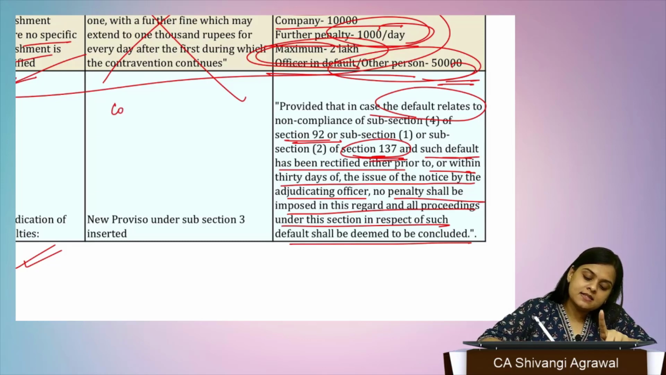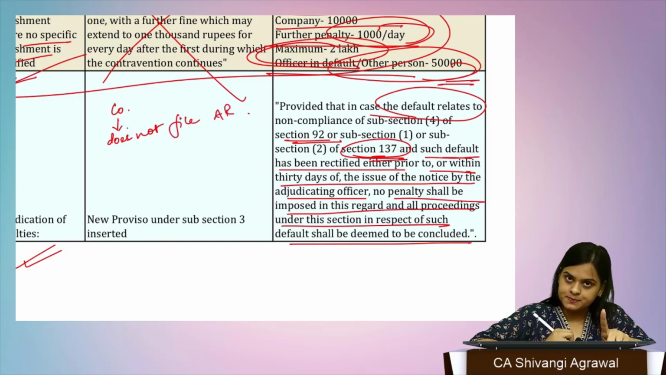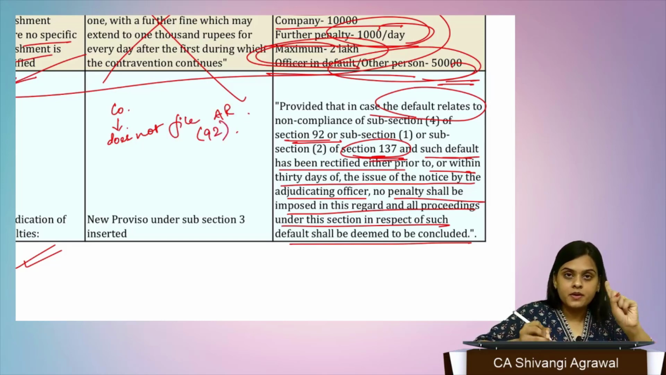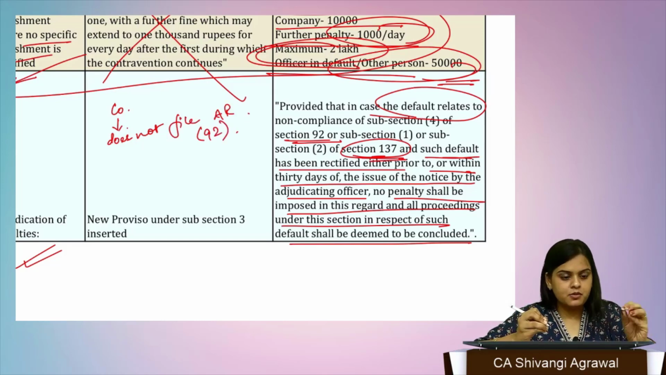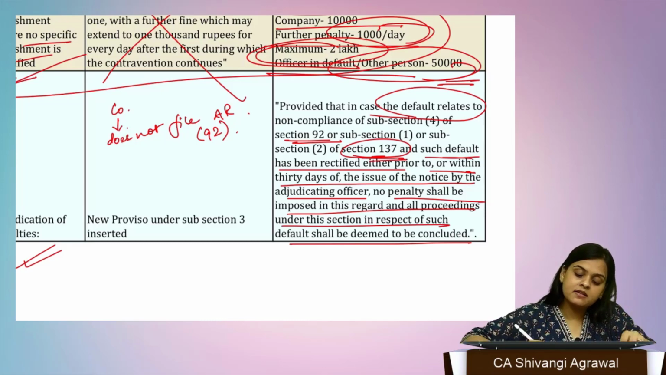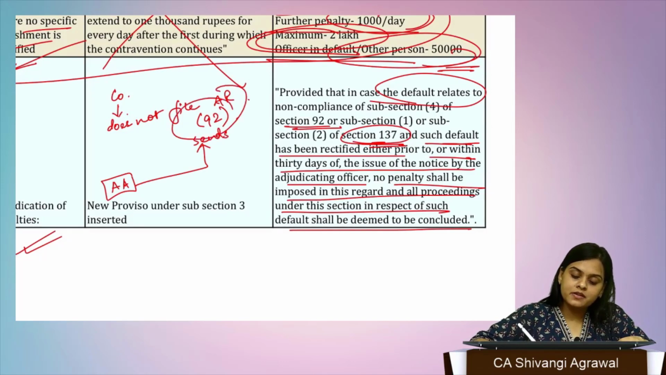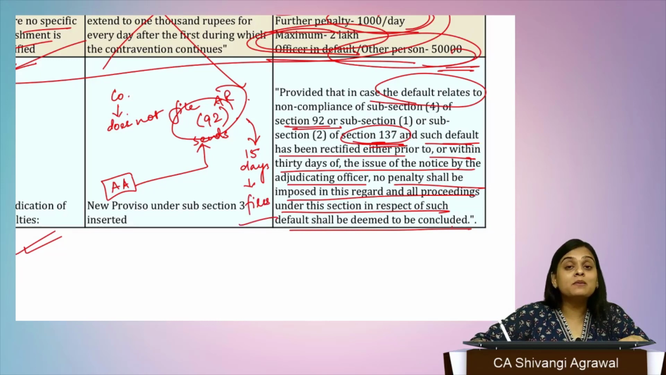So supposedly there is a company that does not file its annual return, okay, so it attracts the contravention of section 92, right? Accordingly it has to be penalized, but there is that adjudicating officer who sends a notice to the company to file the annual return within 30 days, and the company within 15 days only files that annual return, then no penalty is going to be imposed.